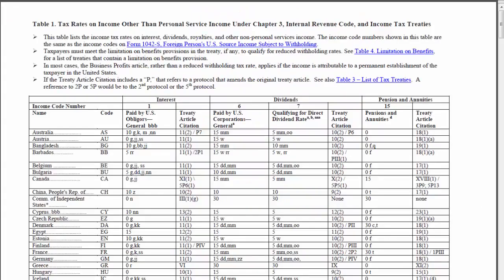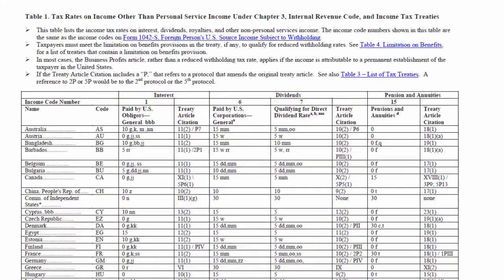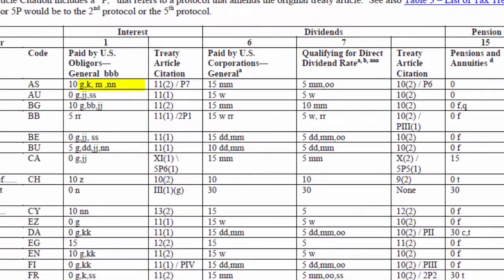Table 1 lists the treaty tax rates for certain types of income earned in these foreign countries. Column 1 lists the names of the foreign countries with which the U.S. has tax treaties. For our discussion, focus on the second and third columns, which show interest and dividend income. Notice that right next to the rates are alphabetic notations. These represent footnotes at the end of the table.